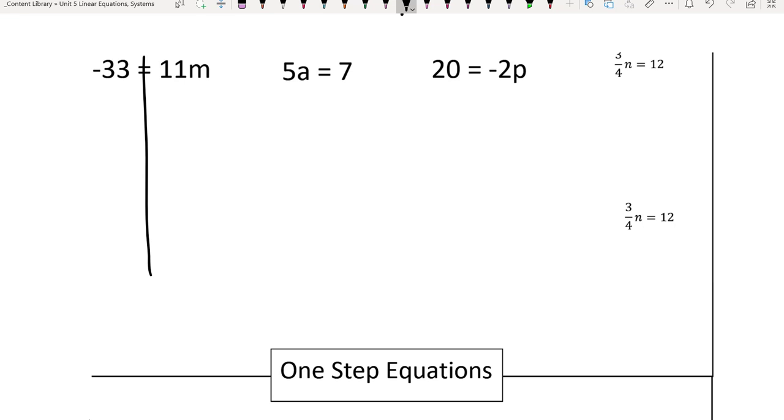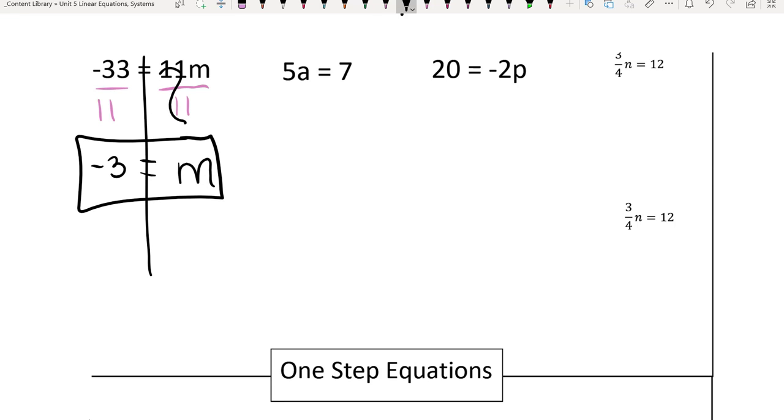And this time it is 11, and 11 is multiplying m, okay? So to eliminate 11 times m, we're going to divide by 11, and we divide by 11 on both sides. 11 divided by 11 is 1 m. Negative 33 divided by 11 is negative 3.